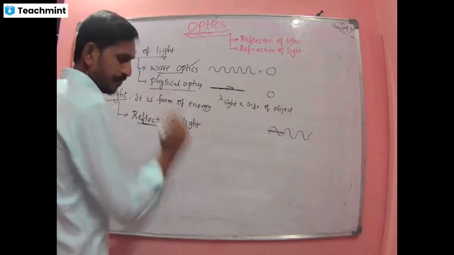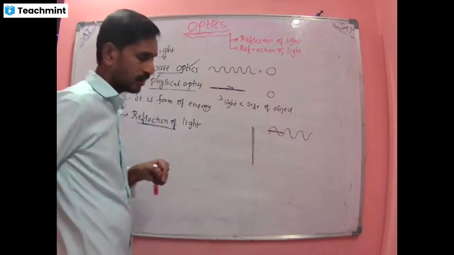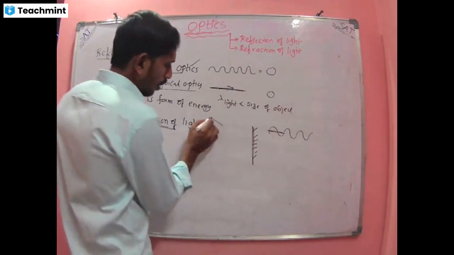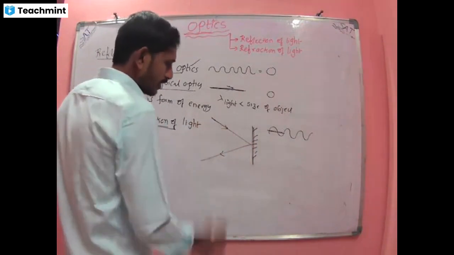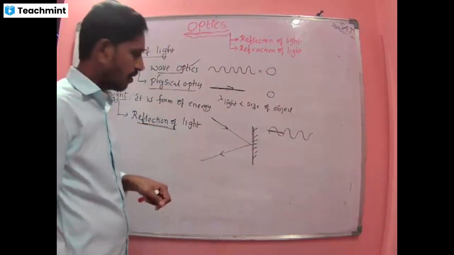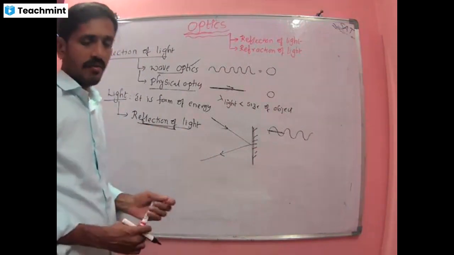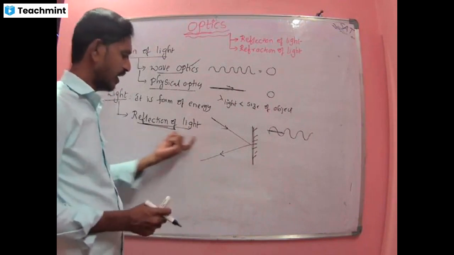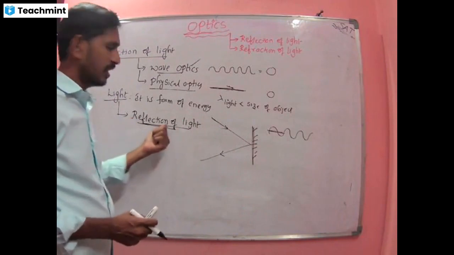What is reflection? For example, if you take a surface, one side of which is silver coated, when light falls on the surface and bounces back into the same medium, that type of phenomenon is called reflection of light. This is one of the important definitions for 2 marks and also for the board examination. In 10th class, you may be asked to define reflection of light.